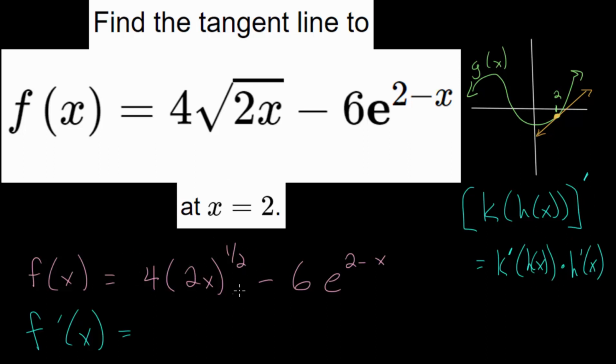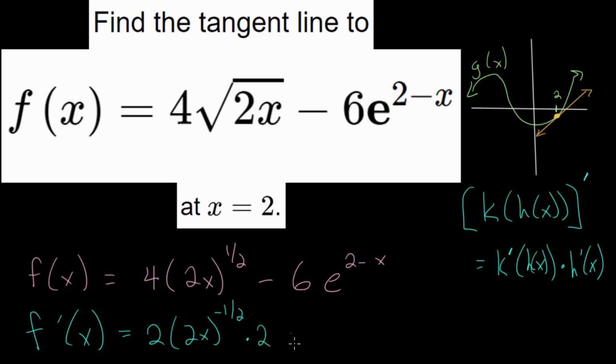Applying that to this first function, we carry the 4 along since it's a constant, and we bring down the 1/2 and multiply. We're using the power rule. 4 times 1/2 is just 2. Then we subtract the exponent by 1, so now we're at minus 1/2. Then we multiply by the derivative of that inner function, which is 2.